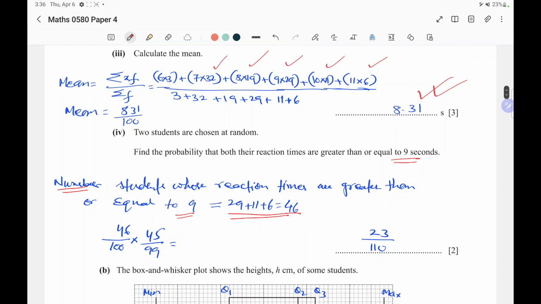Now out of these 46, 2 students are selected, right? So if you're going to select the first student, then you have to write 46 because you are going to select one student from here, so 46 over 100, total was 100. Now one student you have already selected, another student you have to select from this set. So out of 46, one student is outside, so now you got 45, and out of 100, one student you have already selected, so that's 99. So 45 over 99, just use a calculator, you will get 23 over 110.